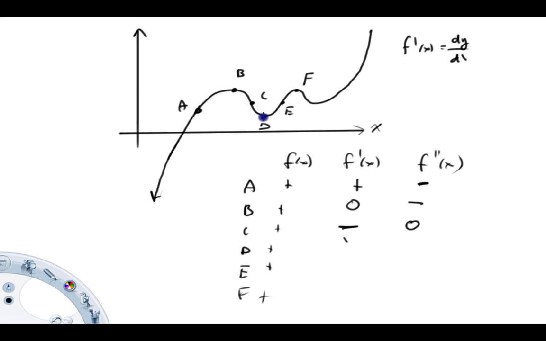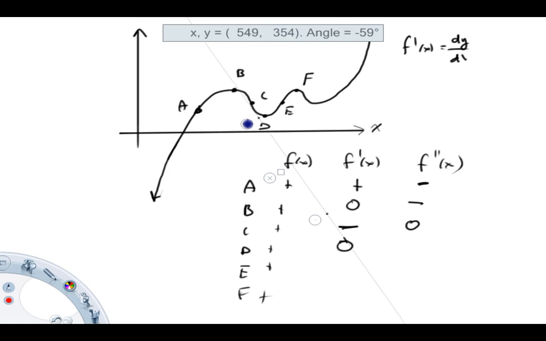If we move over to D now, the function is still positive. The tangent line is slope 0. So the first derivative at point D is 0. As far as the second derivative is concerned, you have to ask yourself, what is the slope doing? Because again, the second derivative tells you what the first derivative is doing.